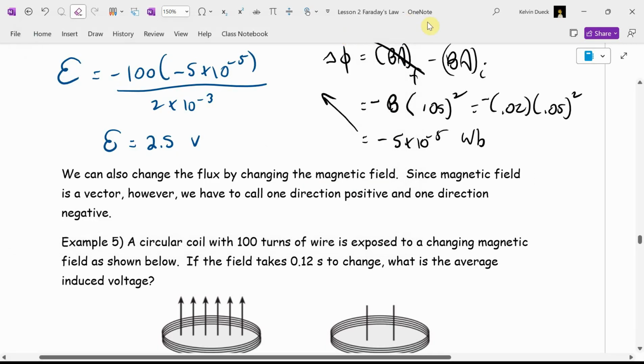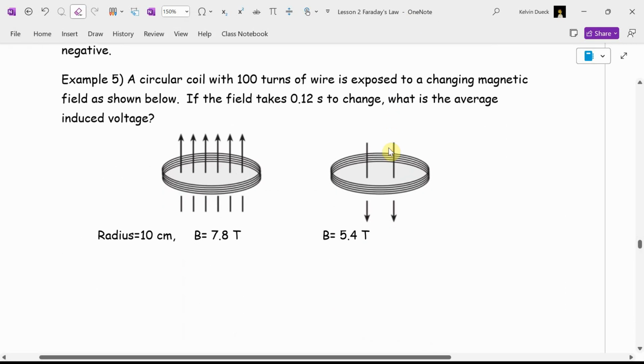Pause. Okay. I really like example five. Example five is a nice question. A circular coil with 100 turns of wire is exposed to a changing magnetic field as shown below. If the field takes 0.12 seconds to change, what's the average induced voltage?